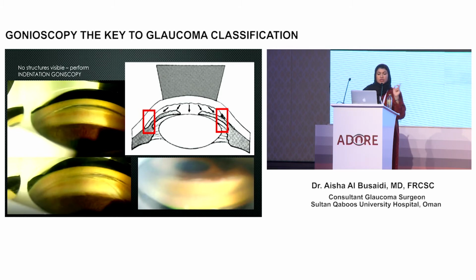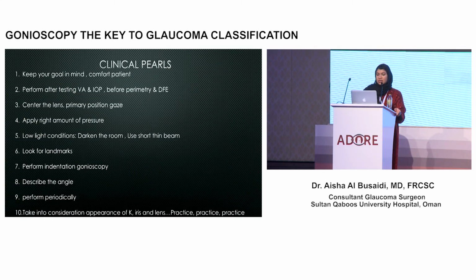So as you can see in the images, top left, you have a pre-indentation image of the angle. You don't see any visible structures. Bottom left, you would see the indentation gonioscopy presenting with appositional closure. You see the structures now opening up with indentation. And the bottom right, you would see tent-like adhesions, which are peripheral anterior synechia with indentation.